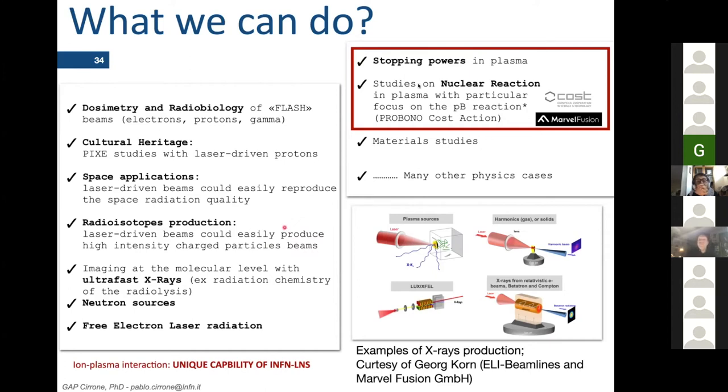And something that I want to mention, because it's work that we are doing somehow in parallel, is the study of nuclear reactions in plasma. We are particularly focusing on the proton-boron reaction. Actually, there is a COST action that was submitted, and we hope to get good results in May, with many institutes, more than 30. One of our colleagues, Dimitri Batani, whom some of you should know, is driving this COST action on the use of the proton-boron reaction for different applications, basically for energy production and for medical application.